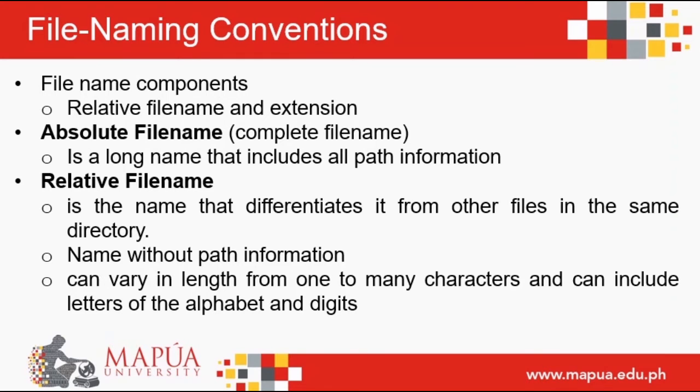Next is the file naming conventions. A file name has two components, which are the relative file name and extension. The absolute file name, or complete file name, is a long name that includes all path information, while a relative file name is the name that differentiates it from other files in the same directory. Relative file name is also a name without path information and can vary in length from one to many characters and can include letters of the alphabet and digits.